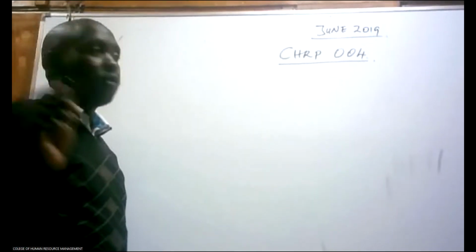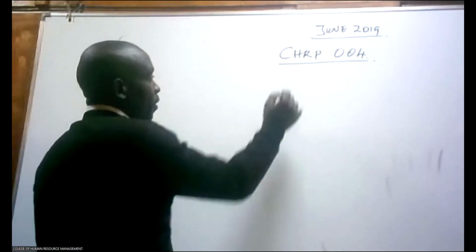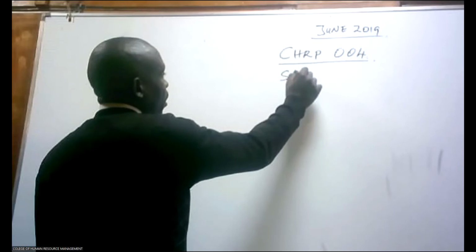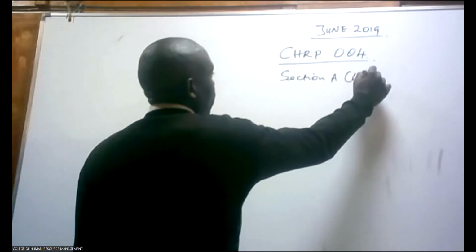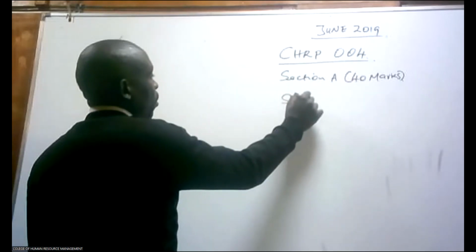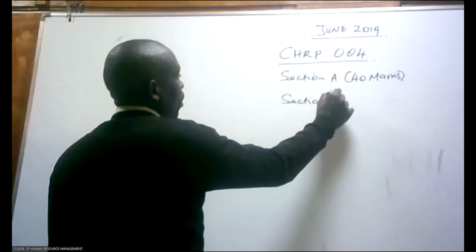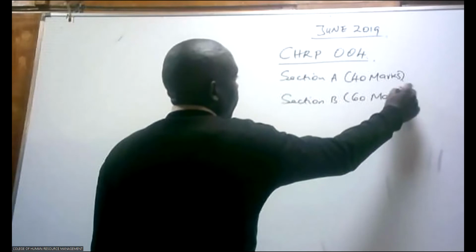The paper has two sections. Section A, which carries 40 marks. Then we have section B, which carries 60 marks.